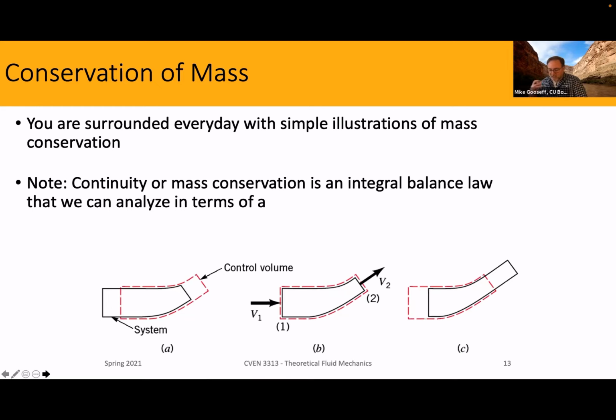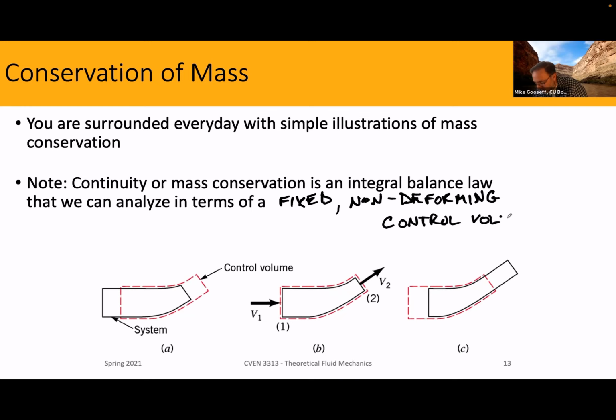conservation is this integral balance law that we can analyze in terms of a fixed, non-deforming control volume. And I'm just going to indicate CV as control volume, distinguished from CS, which would be a control surface. And the control surface is simply the outer boundary in 3 dimensions of the control volume, okay?